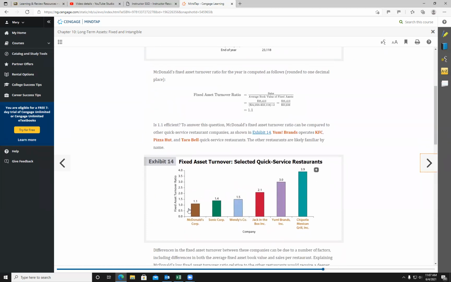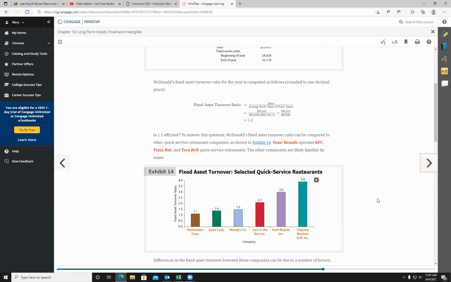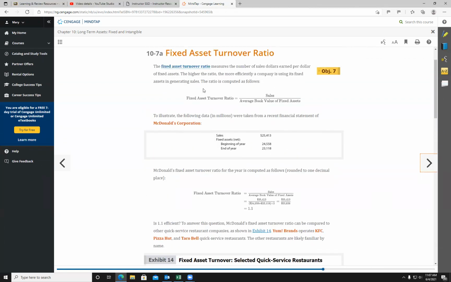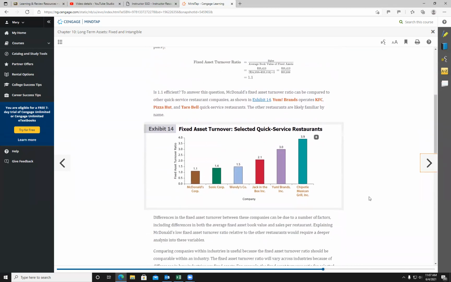So down here, we compare them and they're actually pretty low. Because if you remember here, it says the higher the ratio, the more efficiently a company is using its fixed assets. So if we look here in comparison to other fast food services, they're actually the lowest.